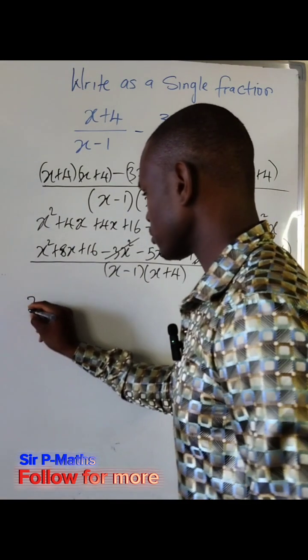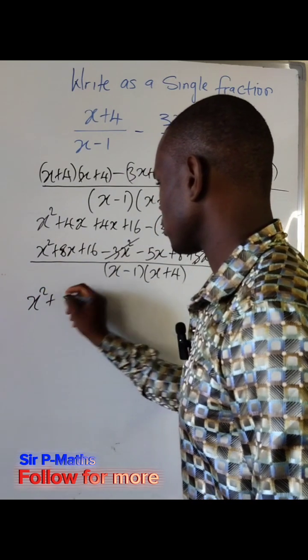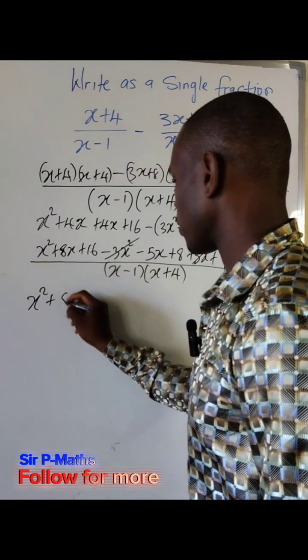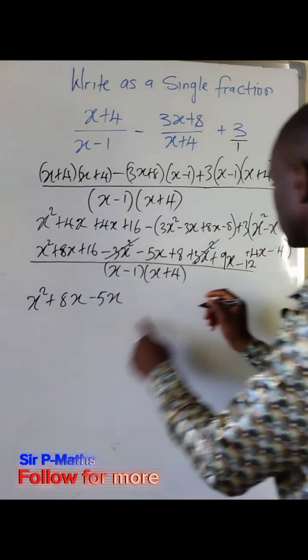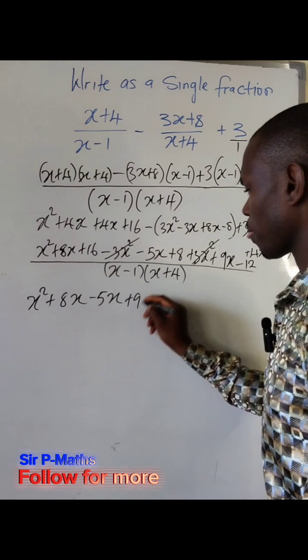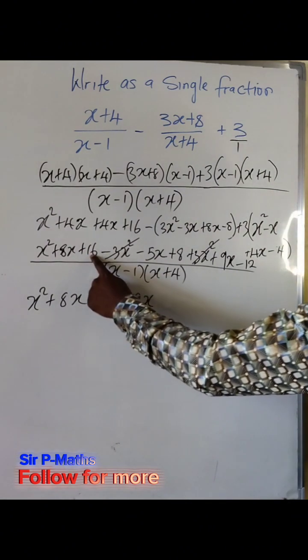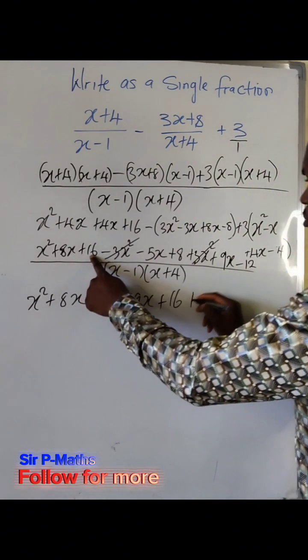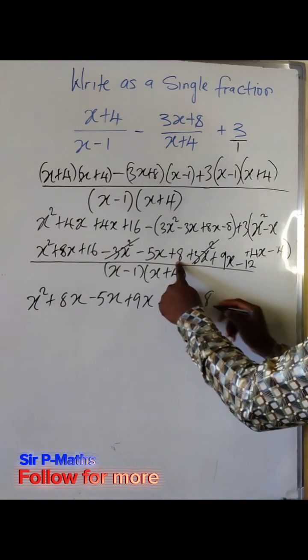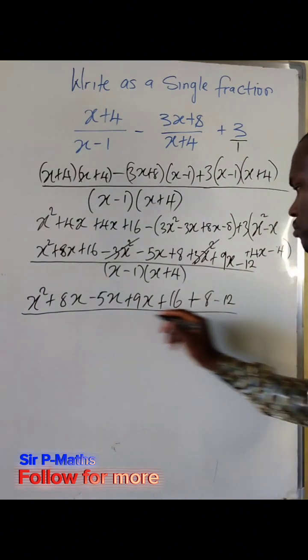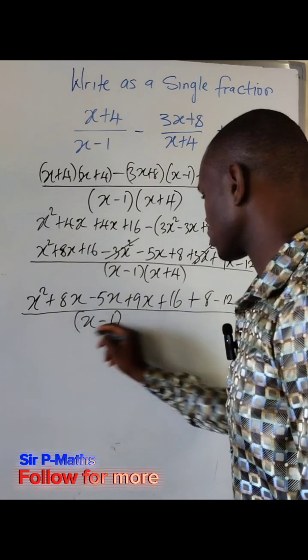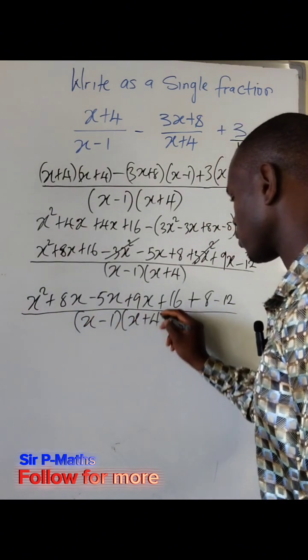We have x squared plus 8x minus 5x plus 9x. Okay, then the constants 16 plus 8 minus 12. All right, all over x minus 1, x plus 4.